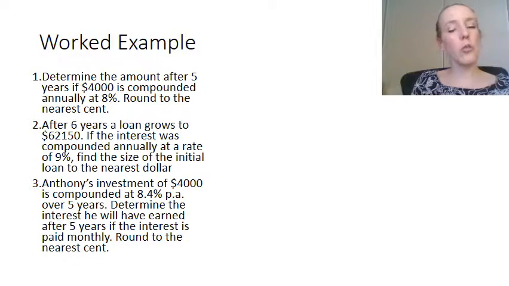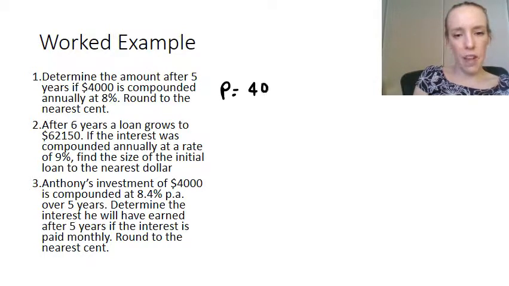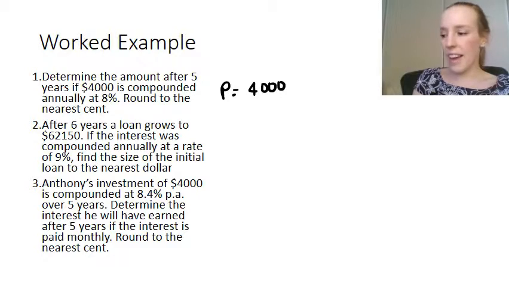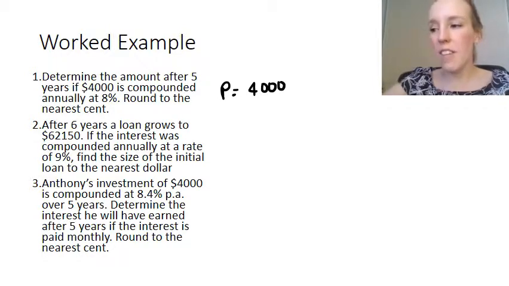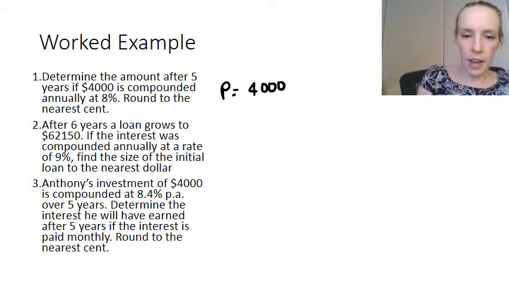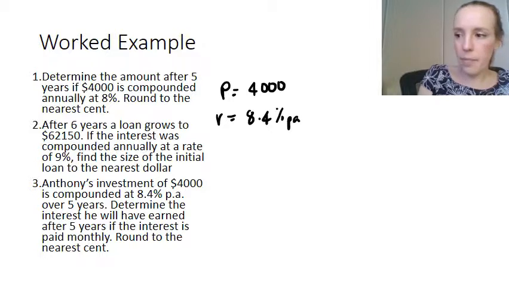Okay, so for question 3, Anthony's investment of $4,000 is compounded at 8.4% per annum over 5 years. Determine the interest he will have earned after 5 years if the interest is paid monthly. Round to the nearest cent. Okay, so we'll sort this out. His principal amount here is $4,000. And now his interest rate is what's a little bit funny here. His rate is 8.4% per annum, so per year.